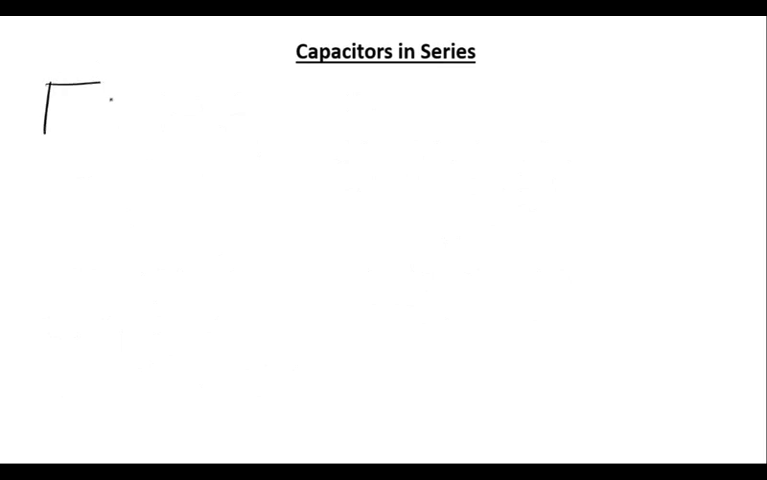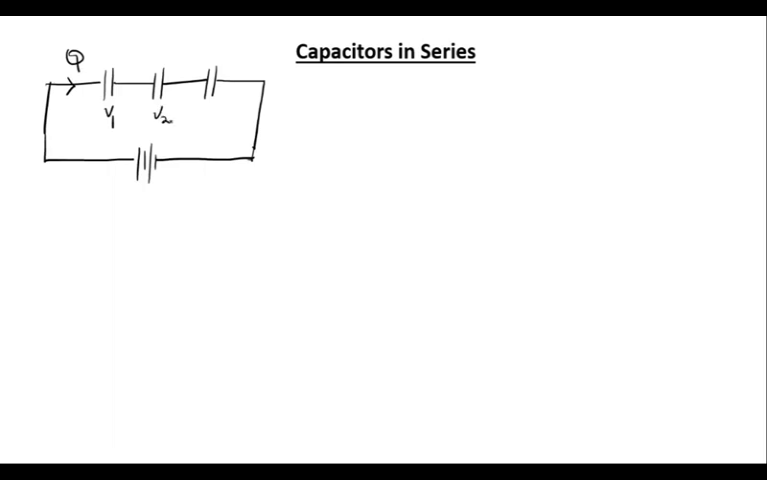So let's consider this diagram. So we have three capacitors connected to what? Source of voltage. We have the charge Q, and then we have V1, V2, V3, and then we have V.